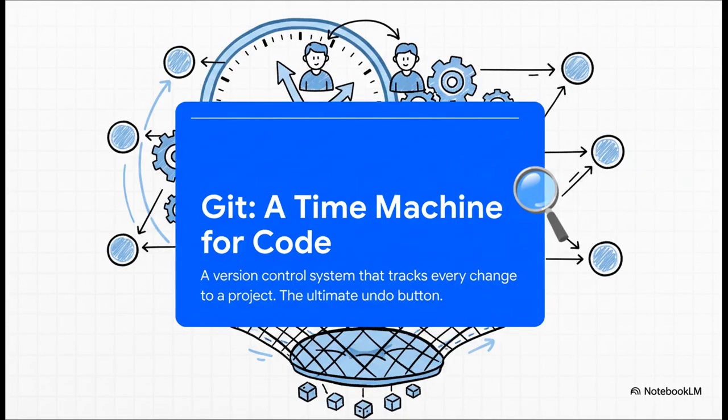Now let's talk about maybe the most critical tool of them all, Git. The best way to think of Git is as a time machine for your code. I'm serious. Every single change gets tracked and saved as a snapshot. Did you just make a huge mistake and break everything? No sweat. Just hop in your time machine and go back to a version that worked. It's the ultimate safety net, and it's the absolute foundation of how teams work together today.